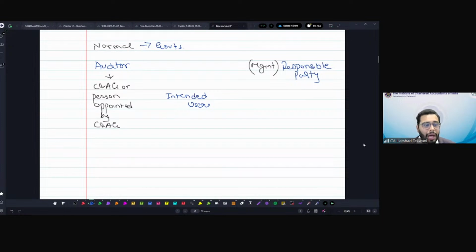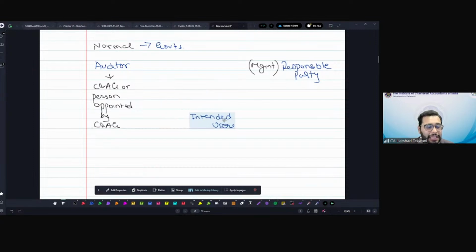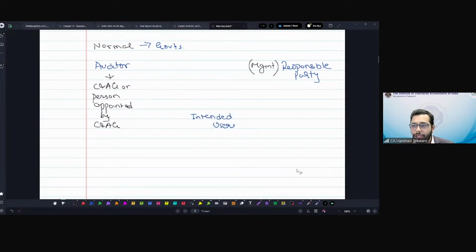Okay. Now, intended users. See, when I say government is the shareholder, it is not the actual government that is the intended user, but the general public behind the government becomes the user of that report. Are you getting the point? So if the government is investing money in a particular company, that is the money of the public. So the intended users is not the government, but a step ahead of the government, that is the general public.